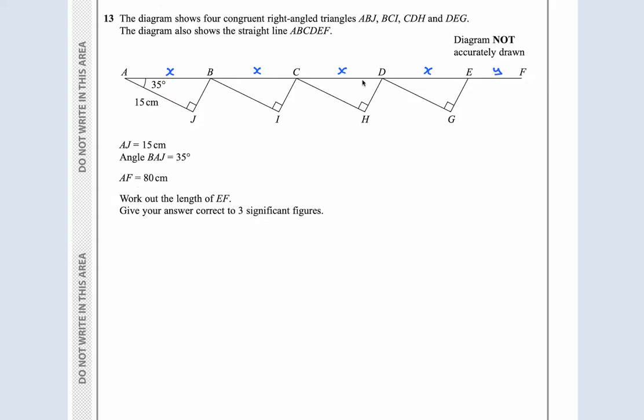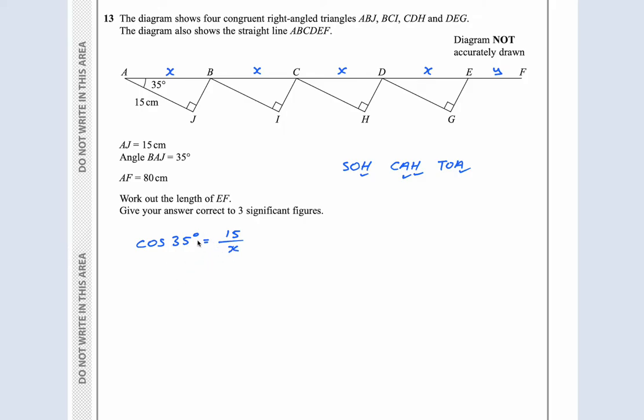I'll call this Y. Okay, to find X, I'm going to use SOH CAH TOA. I have the adjacent and the hypotenuse. This one has the two ticks, so it's cos. So the cosine of 35 degrees equals adjacent 15 over hypotenuse x. I know it's x because it's the one across, it's the biggest side.